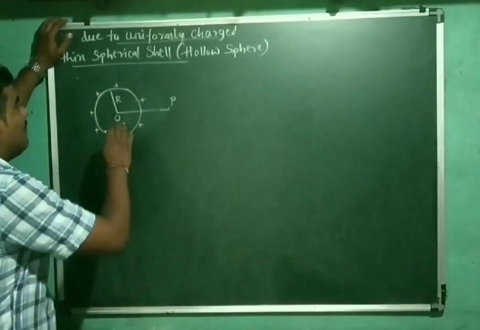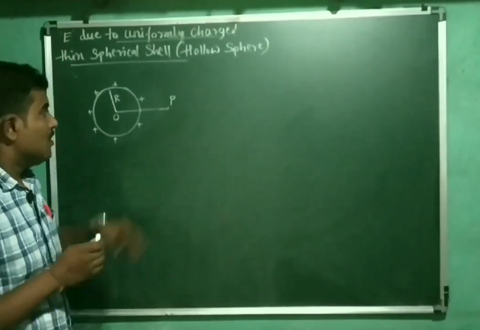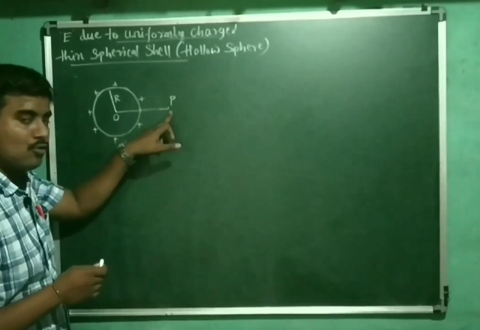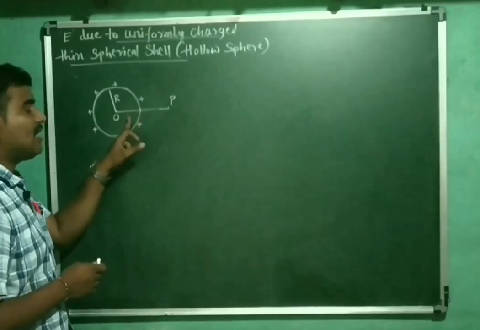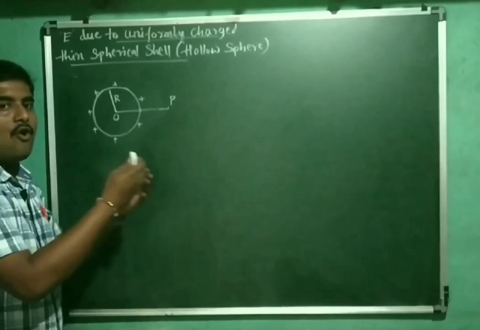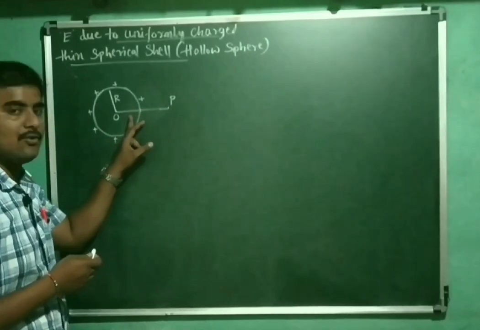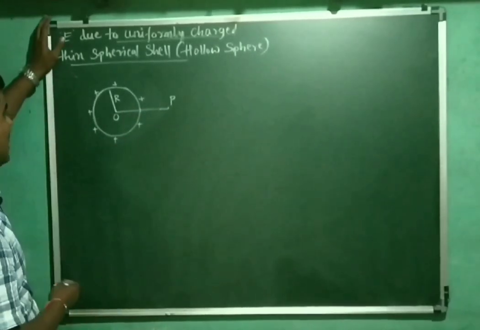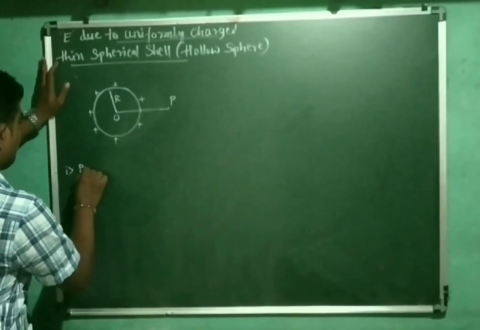For this case we shall consider three different cases. One case is point P outside the sphere, another is on the surface of the sphere, and the third is within the conductor, inside the sphere. At all these points, outside, on the surface, and inside, we shall calculate the electric field with the help of Gauss law. So let us start with the first case.